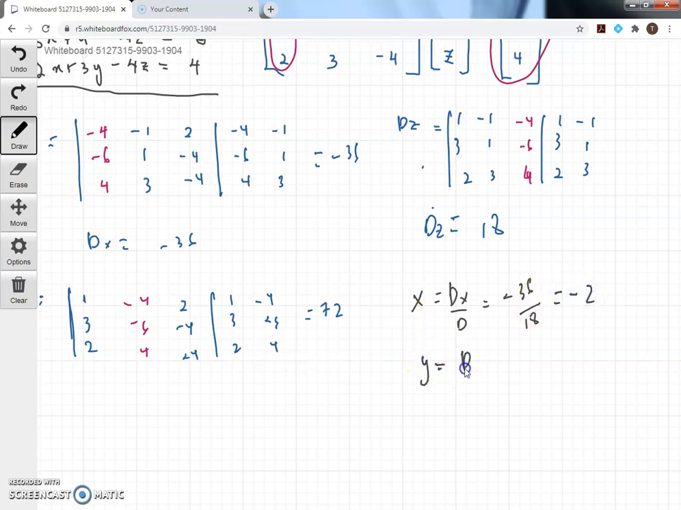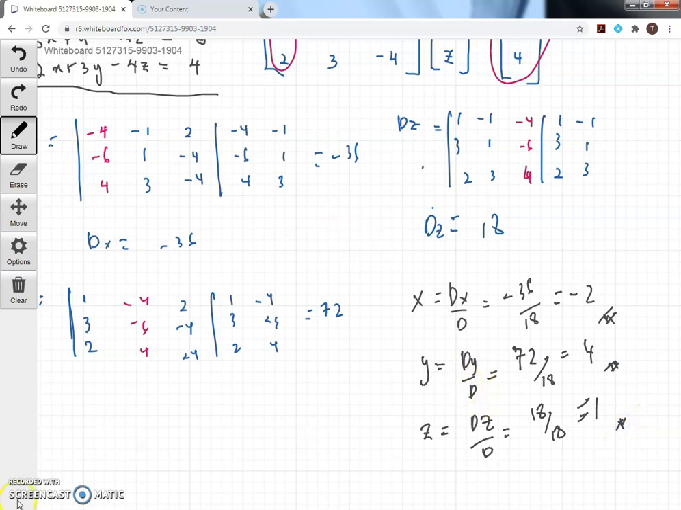y is equal to dy over d, so dy is 72 divided by 18. Press your calculator: 72 divided by 18 is 4. And z is equal to dz divided by d, which is 18 divided by 18, equal to 1. So this is the final answer of your Cramer's rule.